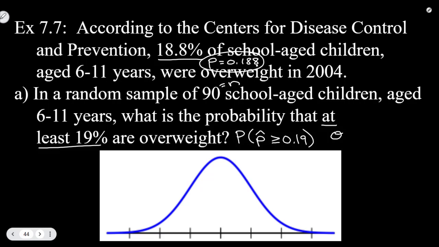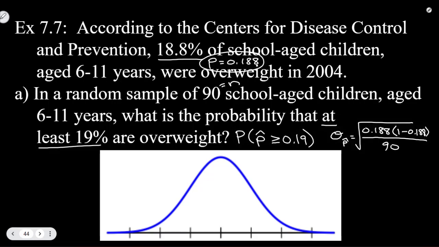Sigma sub p hat is equal to the square root of p, which is our 0.188, times 1 minus p, so I'm just going to put 1 minus 0.188, divided by n, which we said is 90.